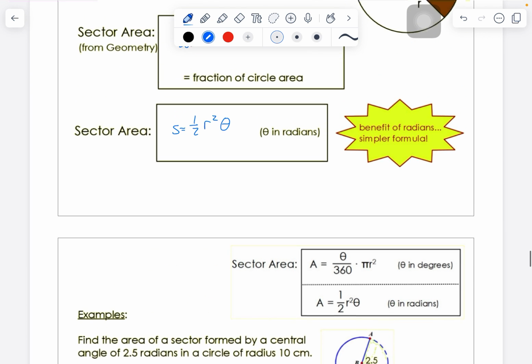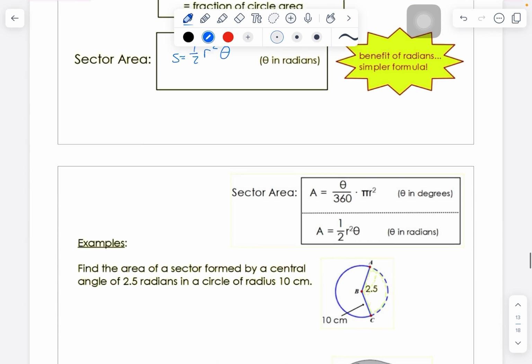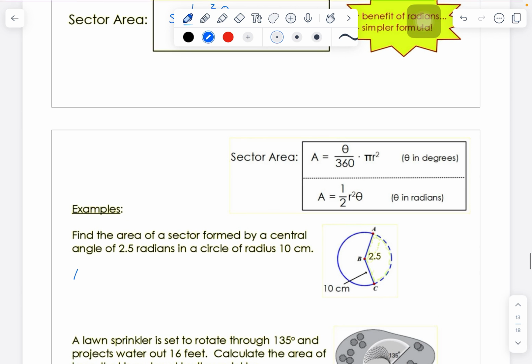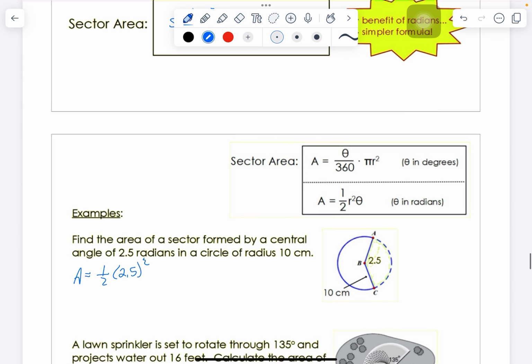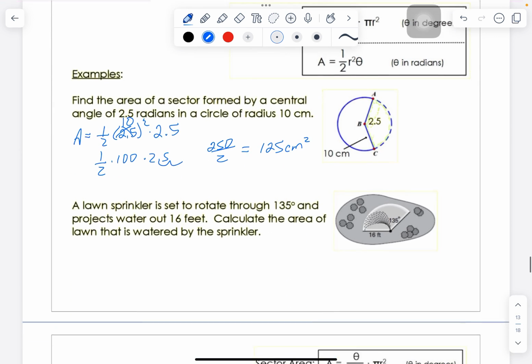So I want to find the sector area. By the way, it is the entire filled in portion of that piece of pie. I want to find the sector area of this circle. I've got 2.5 radians. So the sector area is 1/2 times 10 squared times that theta, 2.5. So 1/2 times 100 times 2.5, that's 250 divided by 2, 125 centimeters squared, and squared because it's area.